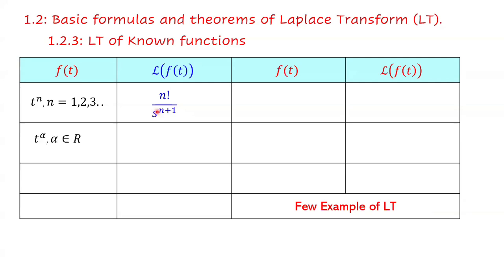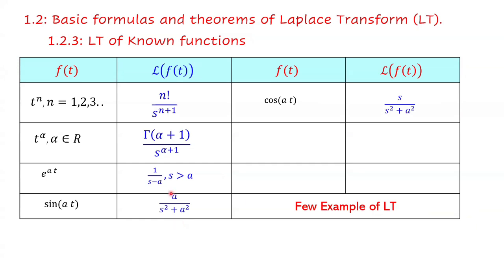If the power is alpha, any real number that is not a positive integer, then the answer will be gamma of alpha plus 1 over s to the power alpha plus 1. If it is e to the power at, as we wrote in the previous slide, it is 1 over s minus a when s is greater than a. If it is sine at, then the answer is a over s square plus a square. If it is cosine at, then it will be s over s square plus a square. So you have to observe the difference. For sine at, the numerator is the constant a, and for cosine at, the numerator is the variable s. The denominator is the same in both cases.